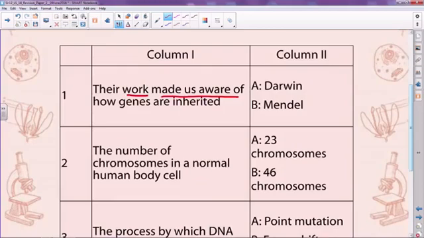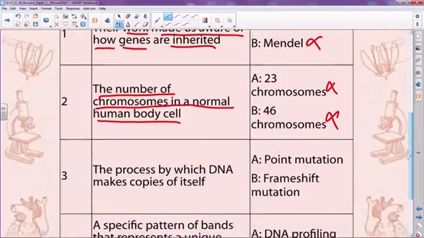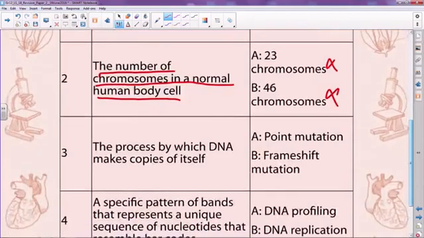We have: their work made us aware of how genes are inherited. Okay, we're either looking at Darwin or Mendel. Next one, the number of chromosomes in a normal human body cell. It's either 23 chromosomes or 46 chromosomes. The next one, the process by which DNA makes a copy of itself. It's either point mutation or frame shift mutation.